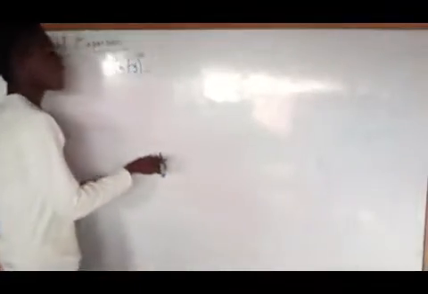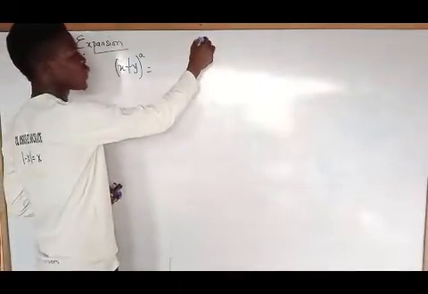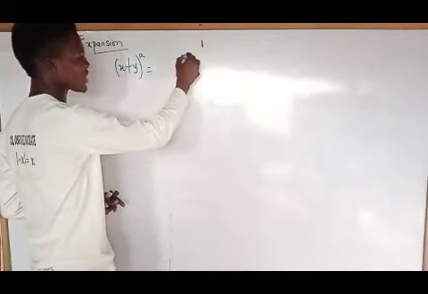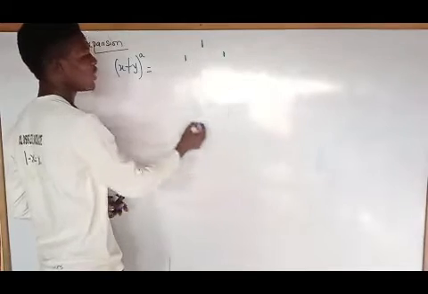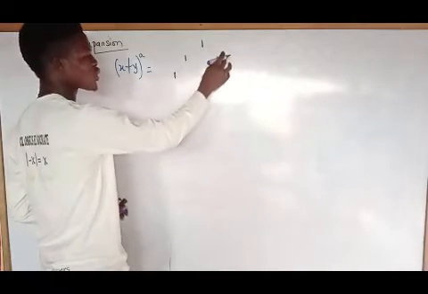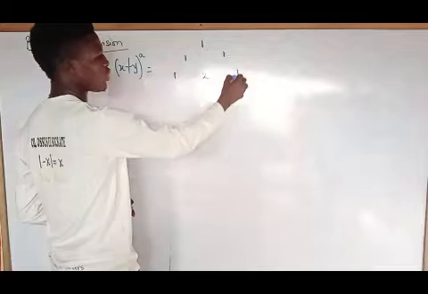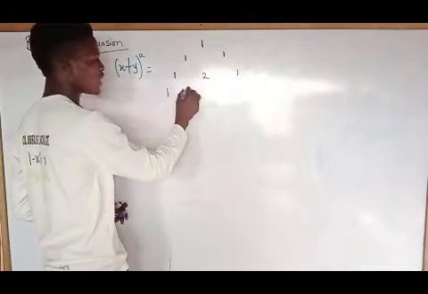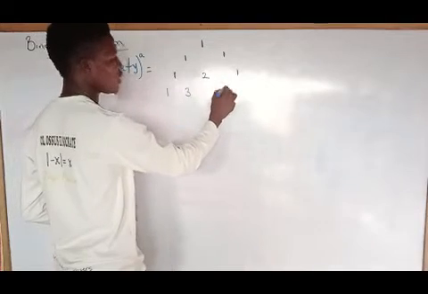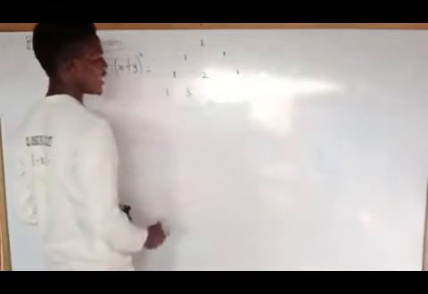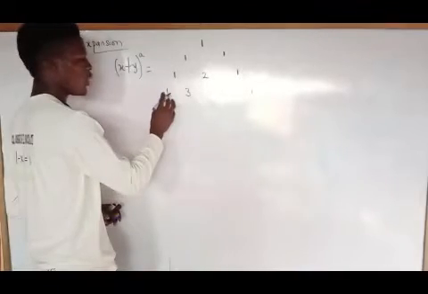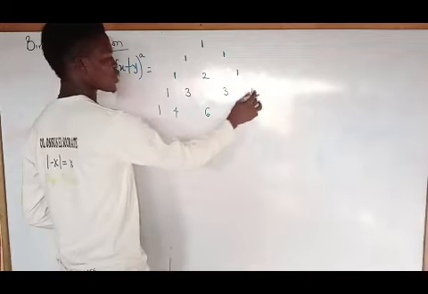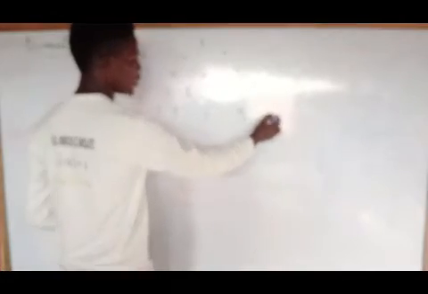Alright, so the Pascal triangle goes this way. You start with 1 and you end with 1. If I start with 1 here, then I start with 1 again and it stops. Then I start with 1 again. 1 plus 1 gives me 2. Then I end with 1 again. Then 1, I start with 1 again. 1 plus 2 gives me 3. 2 plus 1 gives me what? 3. Then I end with 1 again. So I start with 1 again. 1 plus 3 gives me 4. 3 plus 3 gives me 6. 3 plus 1 gives me 4. Then you end with 1 again.